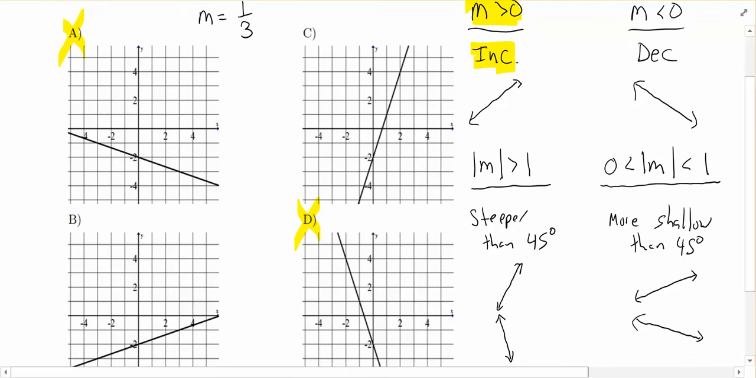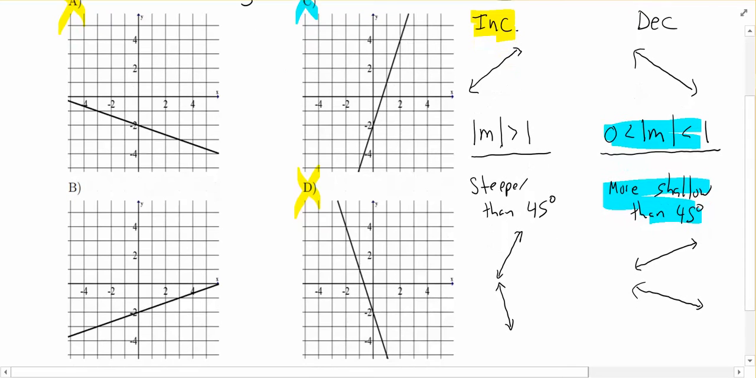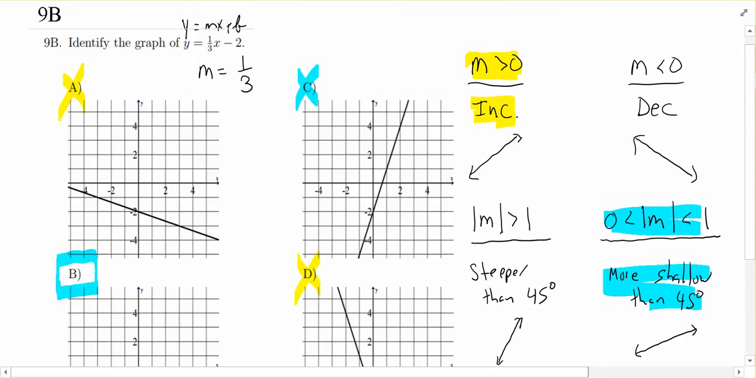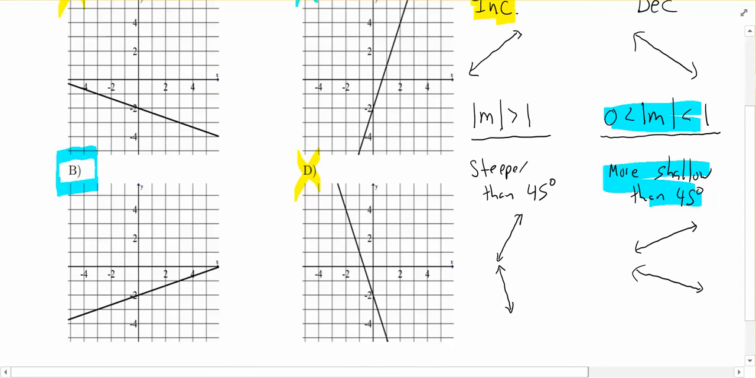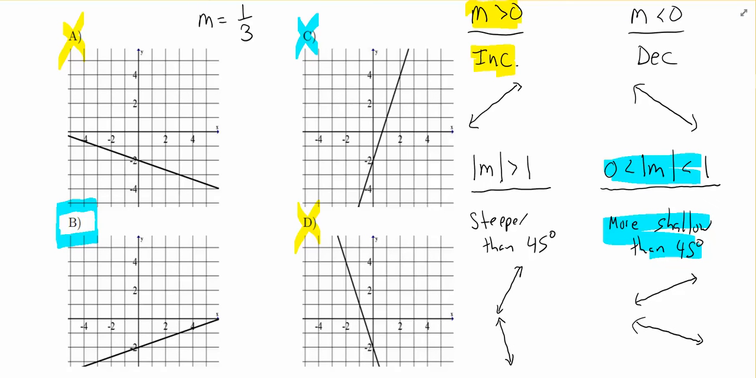Now the slope of 1/3 is also going to be shallow then. So that tells me it's not C because C is steep. But it is B because B is shallow. Now we can verify that the y-intercept was -2, and it is -2 here, so the answer of B looks good. But again, the big things I want you to make sure you know about are over here on the right as they pertain to slope.